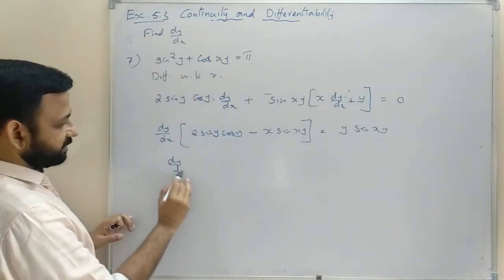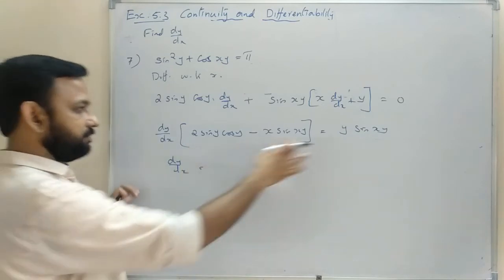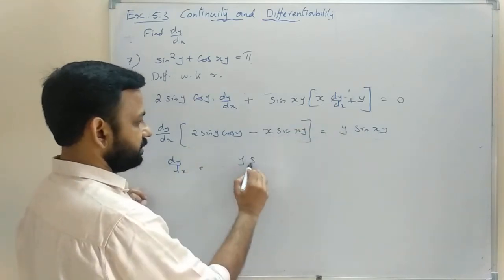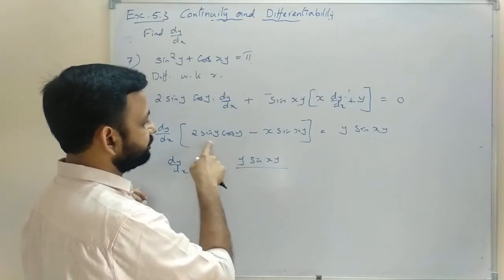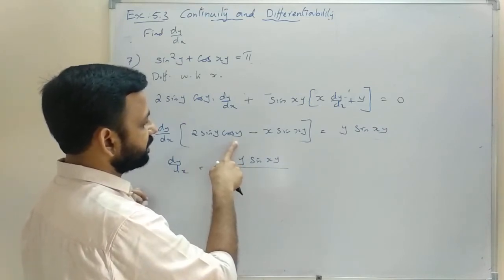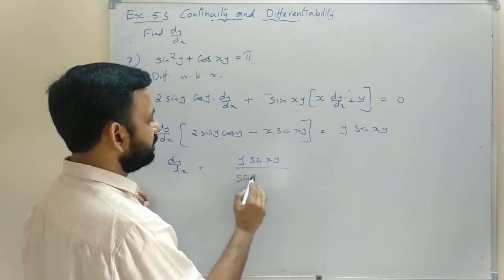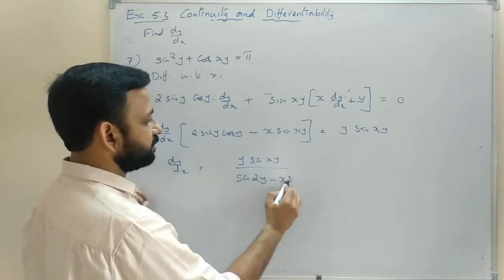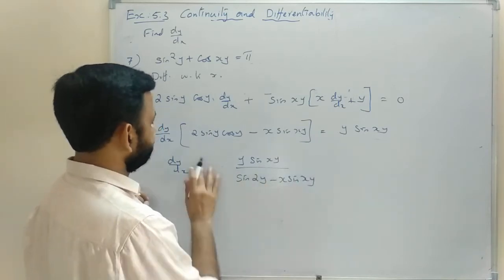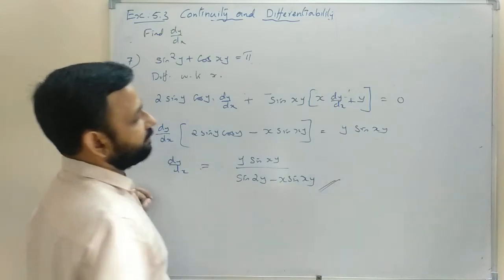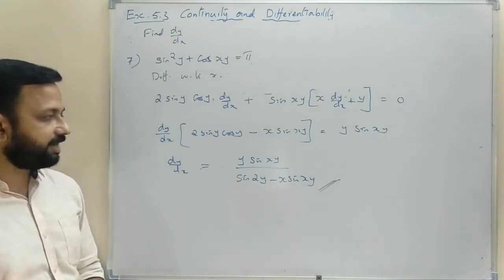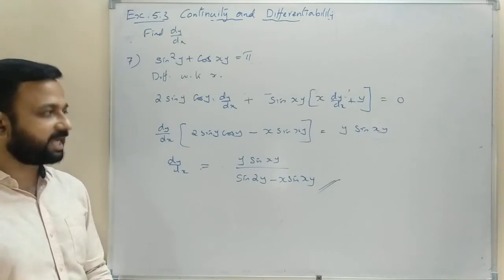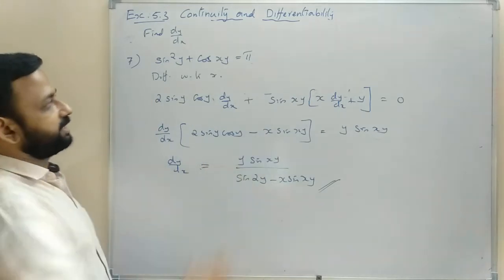Therefore, dy by dx equal to y sin xy divided by sin 2y, since 2 sin a cos a is sin 2a, that is sin 2y, minus x into sin xy. So that is dy by dx. So we got the answer here. dy by dx is equal to y sin xy upon this expression.